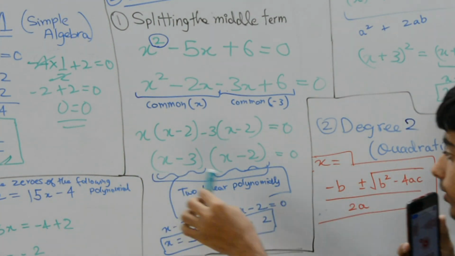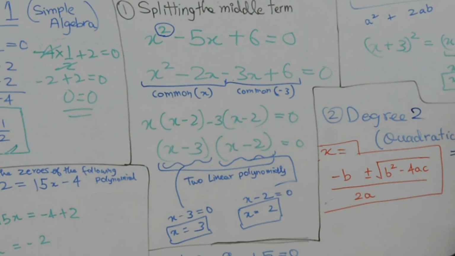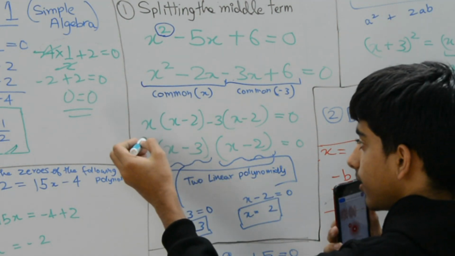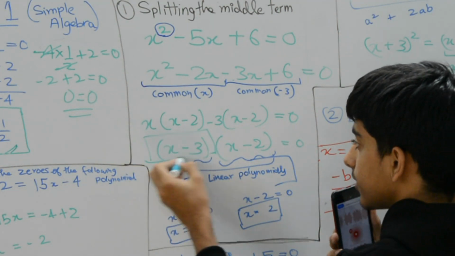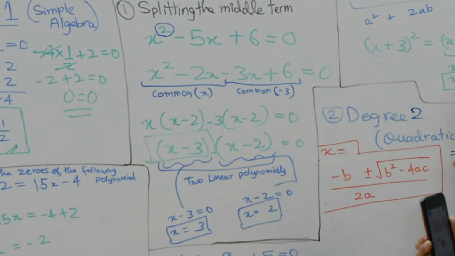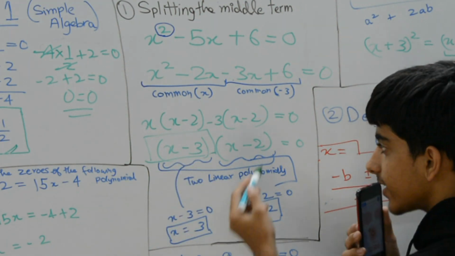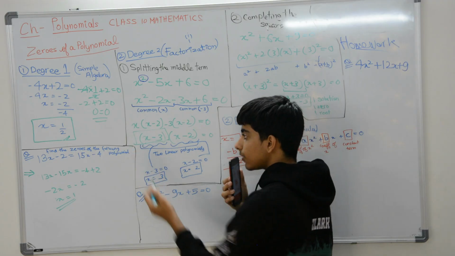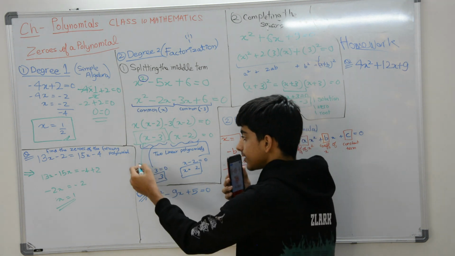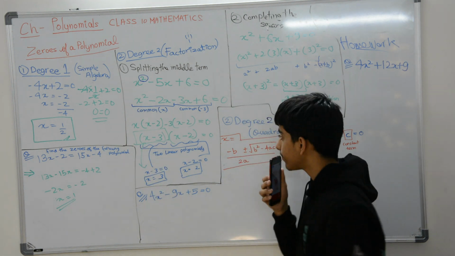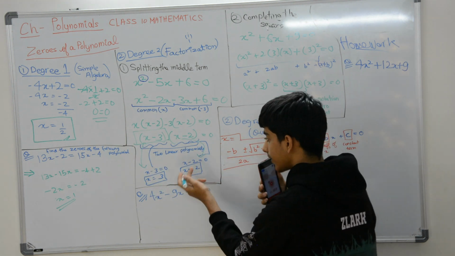Now we see that we have two linear polynomials. Now if you imagine that any one of these becomes 0, then we can say that the whole product becomes 0. So either x minus 3 is equal to 0 or x minus 2 is equal to 0. So let's solve for both of them. We can put x minus 3 is equal to 0 and we get x is equal to 3. And we can solve x minus 2 is equal to 0 to get x equals 2.